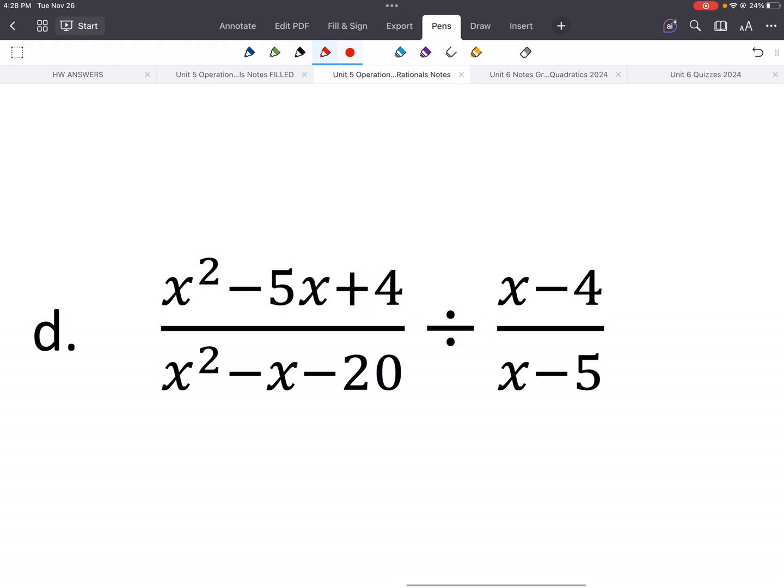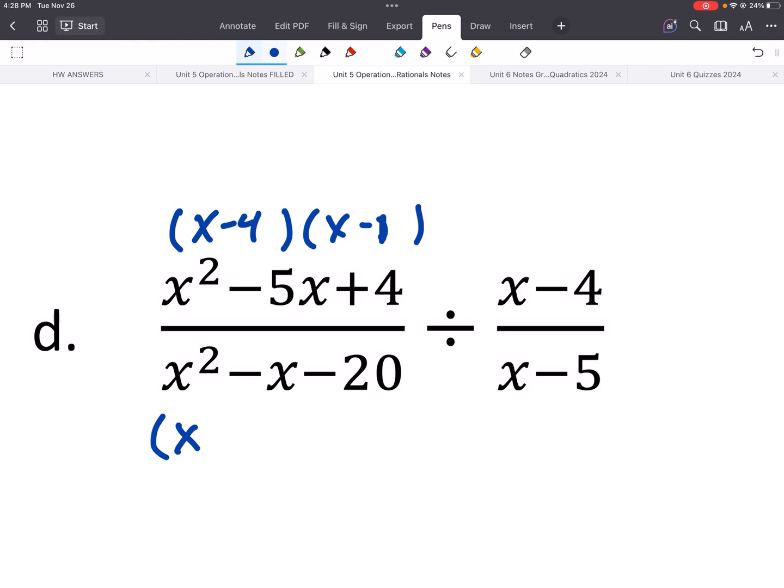Next one, factoring. There are no GCFs, so we will find what multiplies to 4 and adds to -5. So x minus 4 and x minus 1. And on the denominator, this would be multiplies to -20 and adds to -1: 5 and 4, so -5 and a +4.